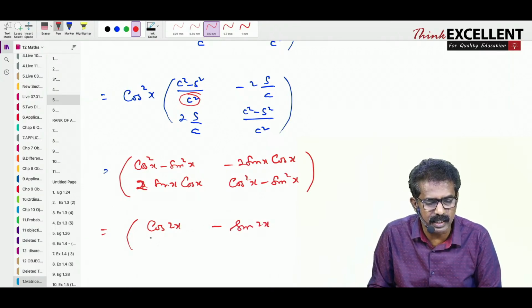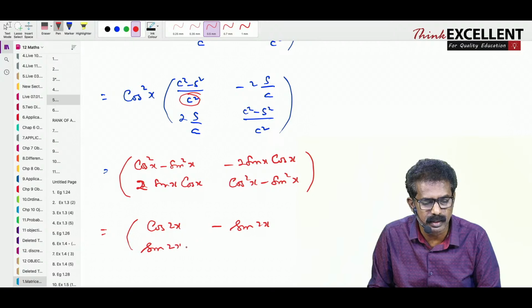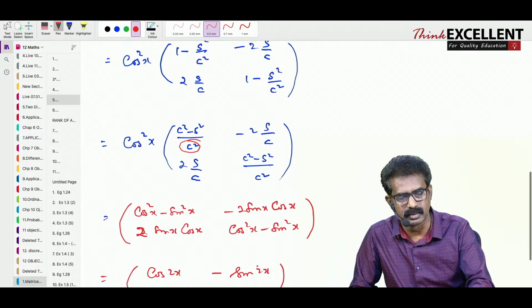Again 2 sin x cos x is sin 2x. And the last one, cos square x minus sin square x is what? cos 2x. And that is our RHS. Okay, so 5 mark. So prove that question.